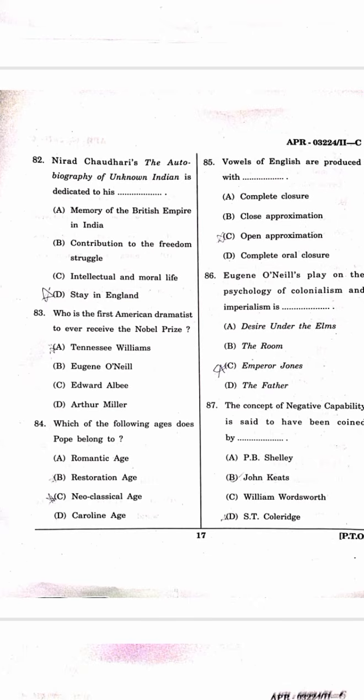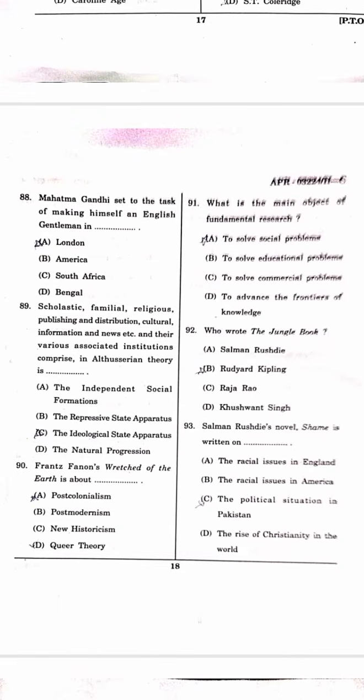Question number 88. Mahatma Gandhi set to the task of making himself an English gentleman in London. Option A is the correct one. Question number 89. Scholastic, familial, religious, publishing and distribution, cultural, information and news, etc., and their various associated institutions comprise, in Louis Althusser's theory, the... Option C, ideological state apparatus. In the essay Ideological State Apparatus, Louis Althusser talked about ISA and RSA.